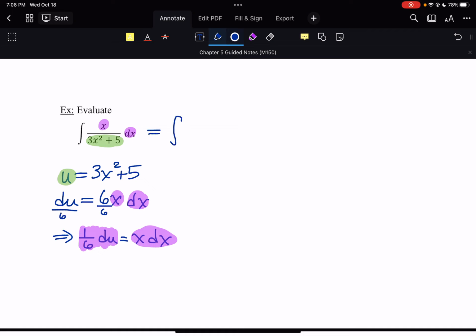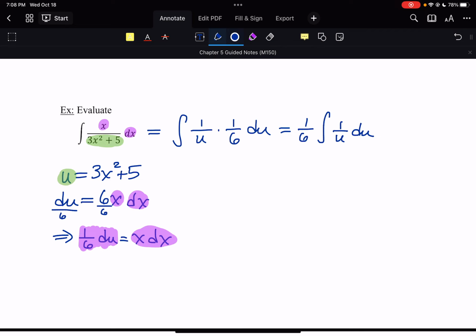So we get 1 over u, and then the x dx gets replaced by 1 over 6 du. We can pull the 1/6 all the way out to the front. So this is 1/6 integral of 1 over u du.